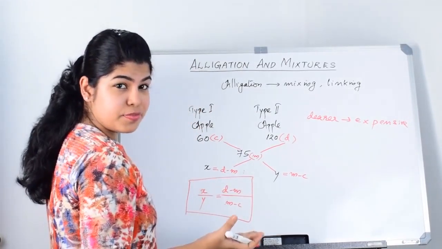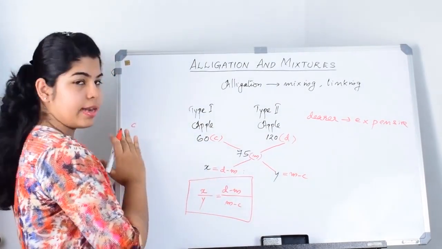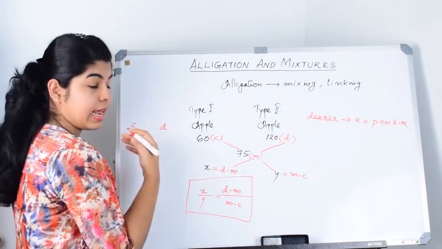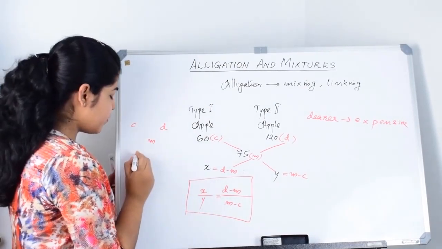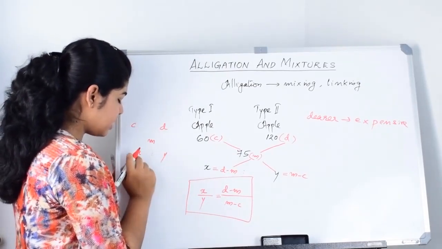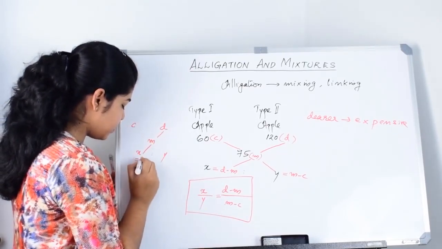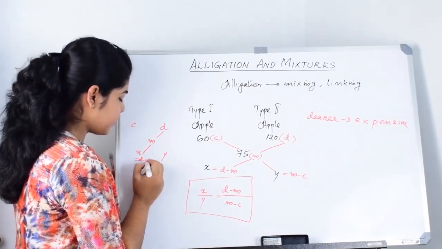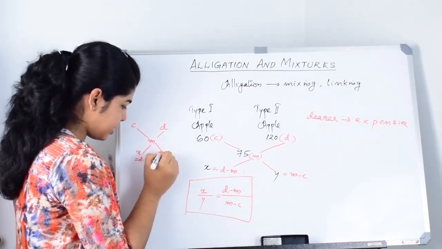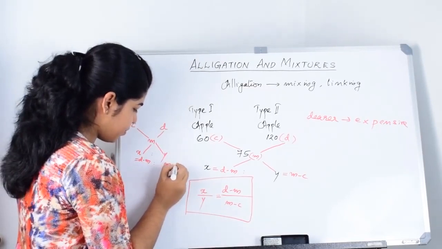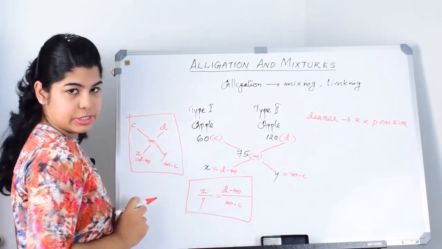But I guess it is easier for you to remember this as a picture, that is, the cheaper value on the left hand side and the dearer value on the right hand side. And you can write the mean price in the middle part. Then you can find x is to y, where the value of x is d minus m. So x is equal to d minus m, and y is equal to m minus c. So you can remember this as the rule of alligation.